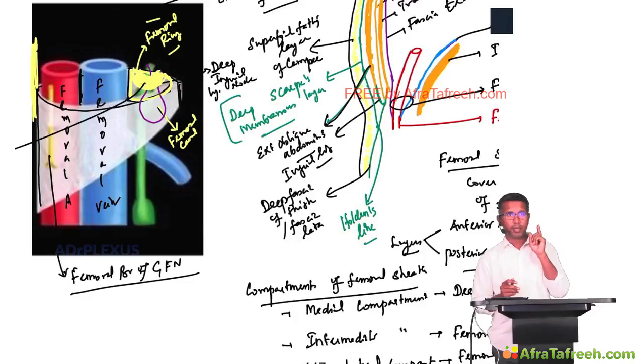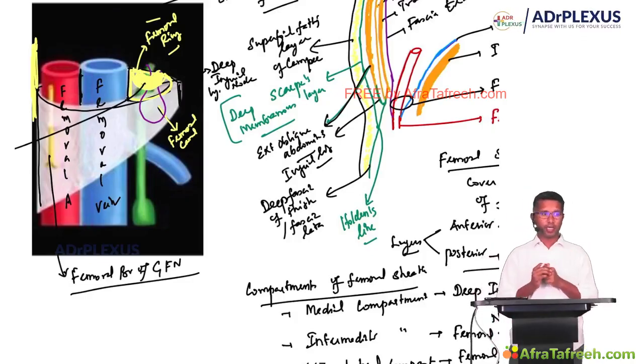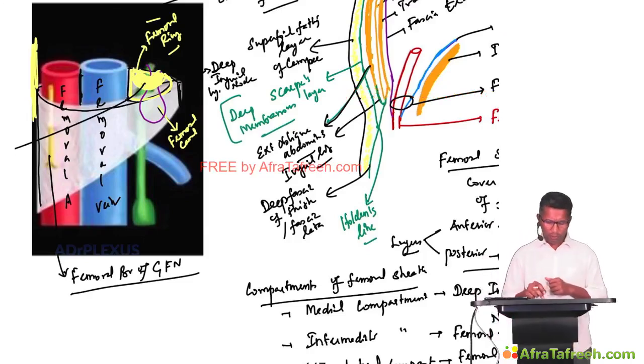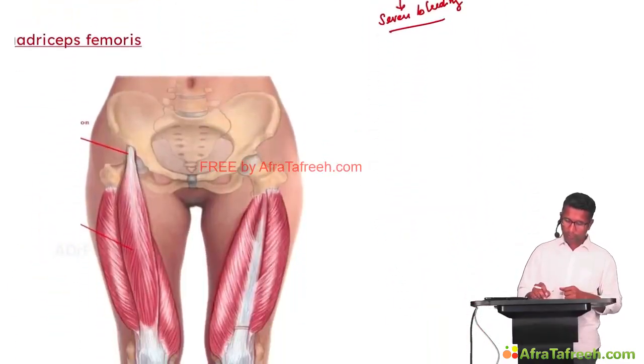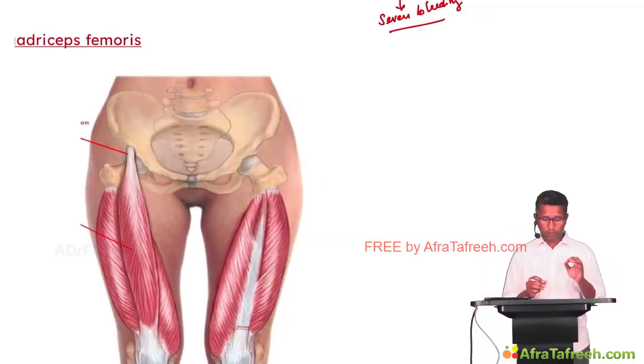So please remember, the only take home message is that the femoral nerve is not a content of the femoral sheath. Femoral nerve is not a content of the femoral sheath. These are all the important take home messages from the femoral region. So before going into the thigh, just two more things.